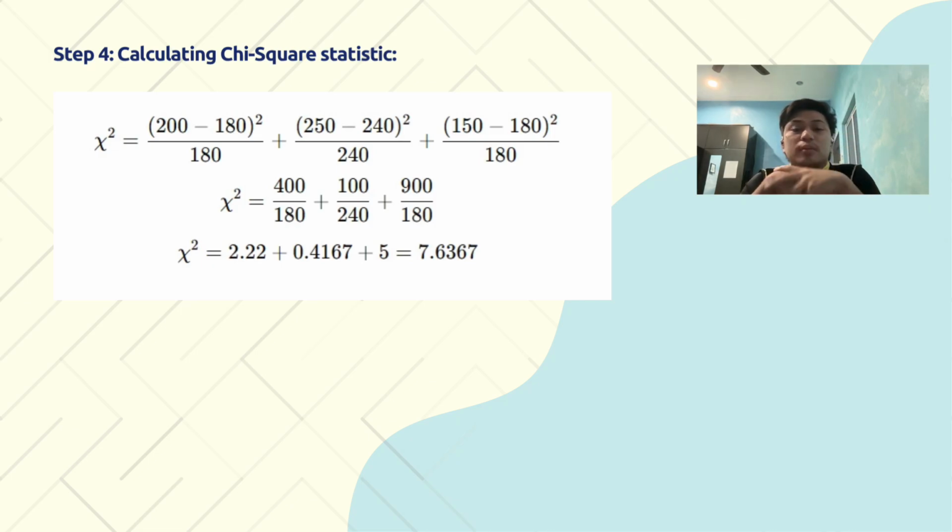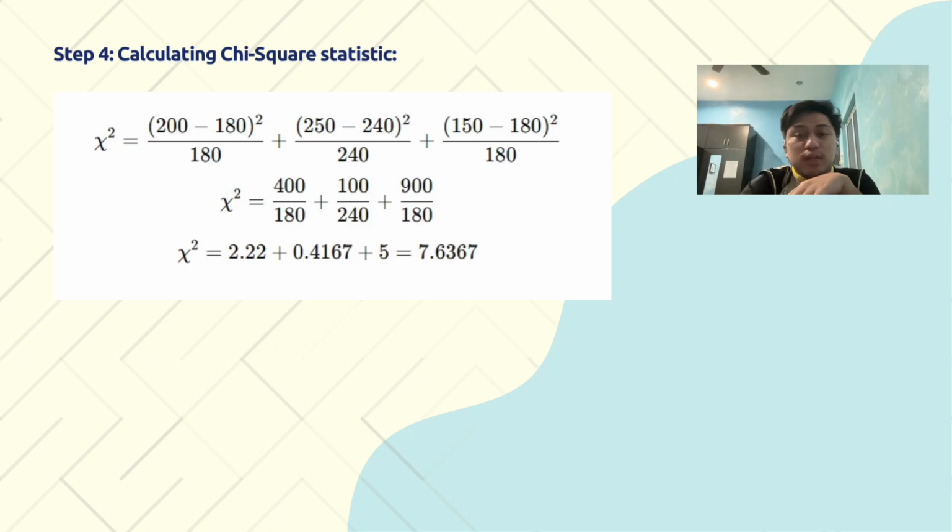The observed numbers 200, 250 and 150 come directly from the data table shown earlier in our case study. Next, let's simplify the maths. After subtracting and squaring the numbers, we get our new fractions.